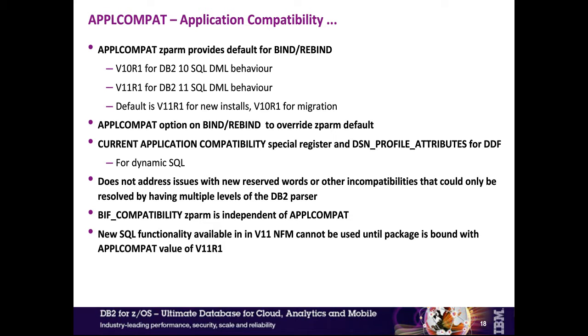For new installs of version 11, the default will become V11 R1, and if you're migrating from version 10 to version 11, the default will be V10 R1. The APPLCOMPAT option is also available on the bind and rebind commands, and whatever you specify on the bind and rebind commands will override the ZPARM default. For dynamic SQL, you can control the version 10 versus version 11 behavior by setting the current application compatibility special register or using DSN profile attributes.